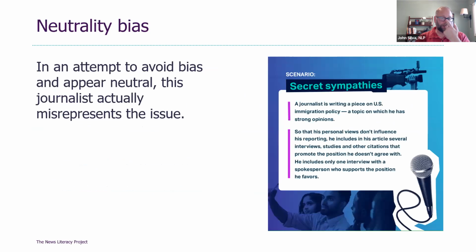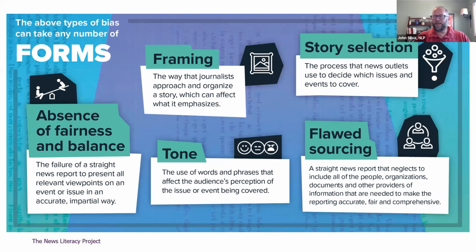This one's another example of neutrality bias that I just want to mention, because I'll do something else with the example. So we have a journalist writing a story about immigration policy. The journalist has strong opinions about it, and because he doesn't want his personal opinions to be expressed in the reporting, he includes these stories and other things for things he doesn't agree with, but he only does one for a spokesperson that supports him, right? So he's trying so hard to not be biased that he's actually skewing the coverage in a way that's problematic. So those are the 5 types, but there are different ways that they can be expressed.